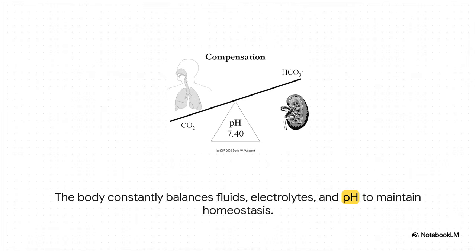I love this visual because it explains homeostasis perfectly. Just think of the body like a seesaw. On one side, you have the lungs, and they're managing CO2. On the other side, you've got the kidneys, and they're managing bicarbonate, or HCO3. They're constantly working together, making tiny adjustments to keep the body's pH perfectly balanced right around 7.4. It's a beautiful dance, really.